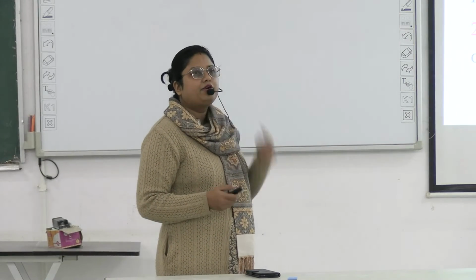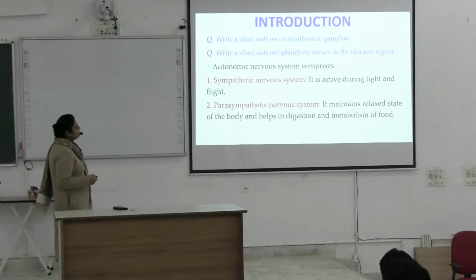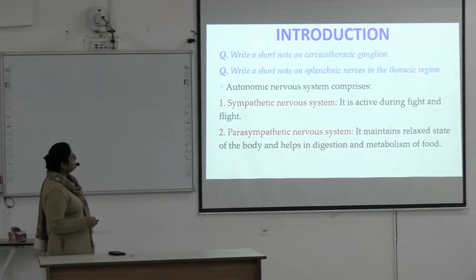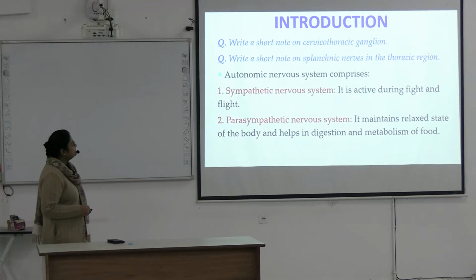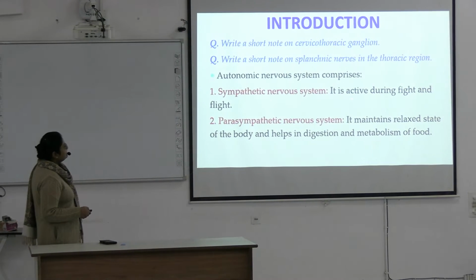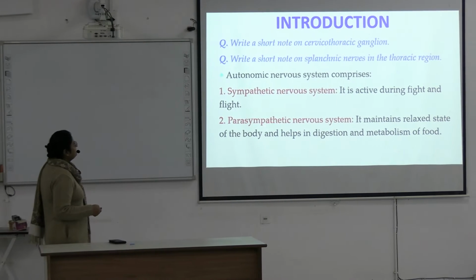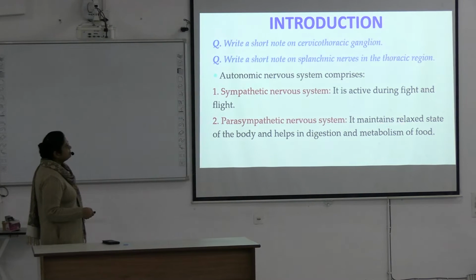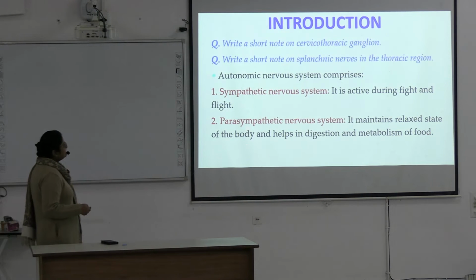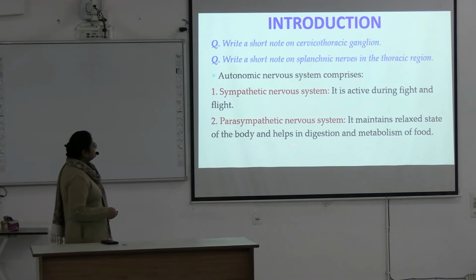So this sympathetic chain is a part of the autonomic nervous system. The autonomic nervous system comprises the sympathetic nervous system and the parasympathetic nervous system. The sympathetic nervous system is active during fight and flight, and the parasympathetic nervous system maintains the relaxed state of the body, that is, it helps in digestion and metabolism of the food.